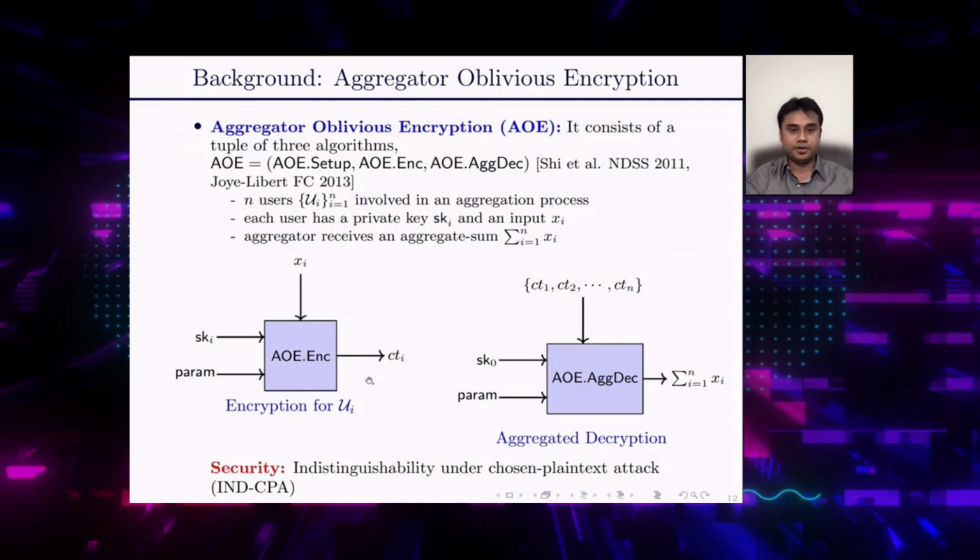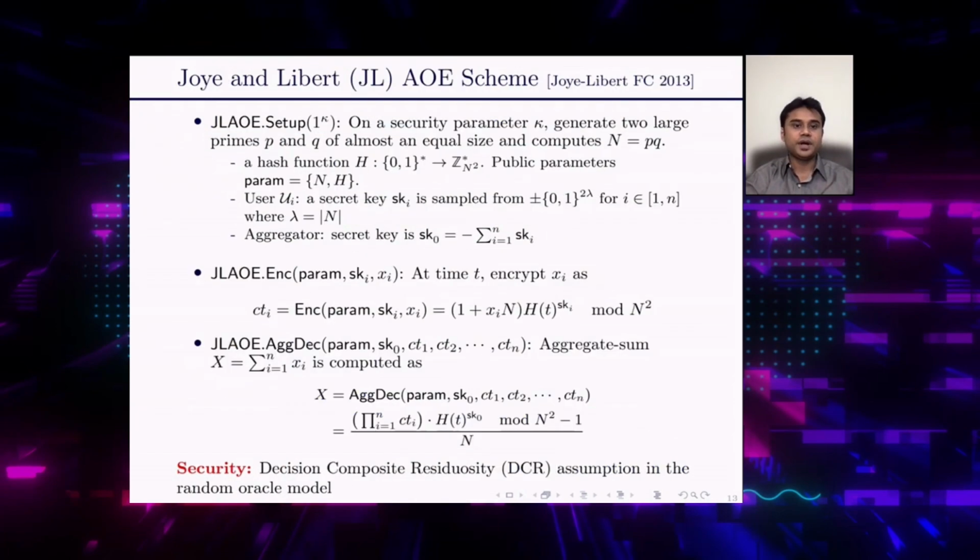For an AOS scheme, indistinguishability under chosen plaintext attack security is required. So let's look at one concrete example of such a scheme. Here we are taking the Joye-Libert scheme as an example. In the Joye-Libert AOS scheme, there are basically three phases: a setup phase, an encryption phase, and an aggregated decryption phase.